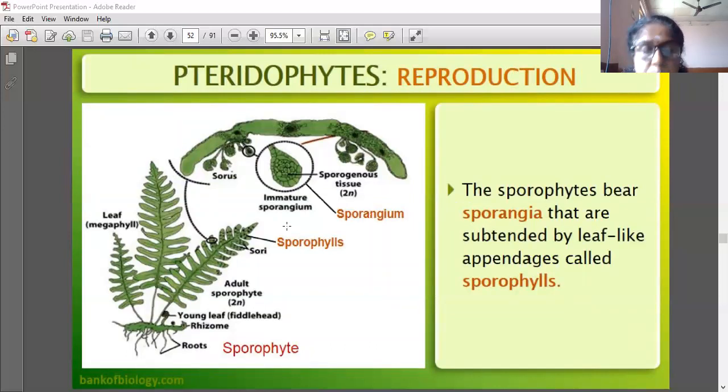The sporophytes bear sporangia. A sporangium is a bag-like structure in which spores are seen, subtended by leaf-like appendages called sporophylls. These are the sporophylls, the leaf-like appendages, and the sporangium is the bag-like structure. Here the sporangia are seen under the leaf. Sporangia is plural and sporangium is singular.